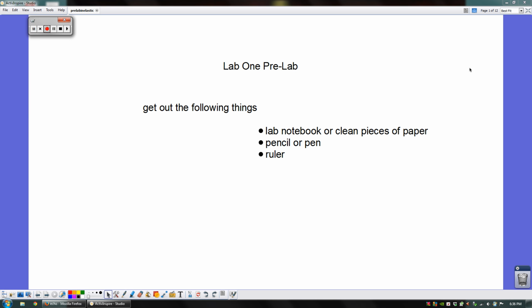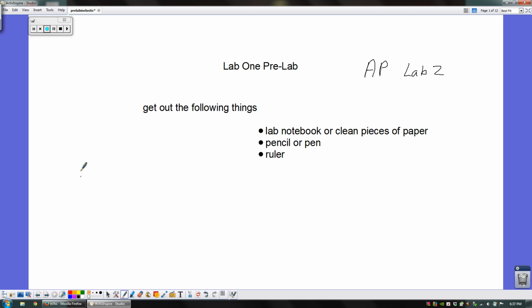Hello, class, and welcome to your preparation for Lab Day. So if you're in Prep Physics, this is going to be your Lab 1 pre-lab, but if you're in AP Physics, this is going to be, obviously, Lab 2. Your instructions are identical, with a few exceptions, which I will talk about when we get there.